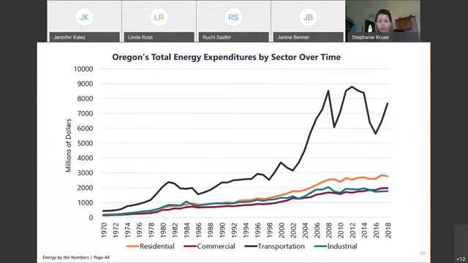As shown here, the transportation sector actually experiences the most price volatility. Next slide, please.